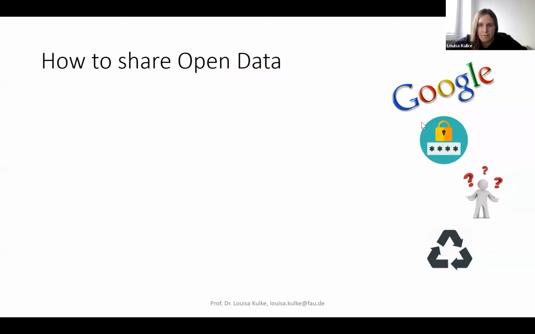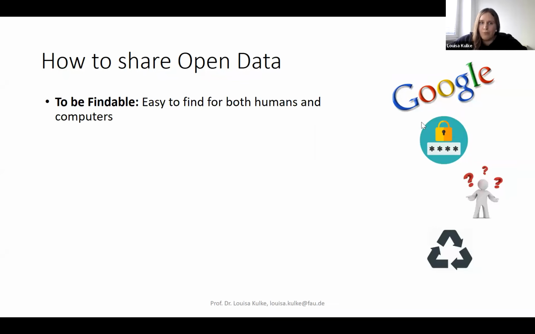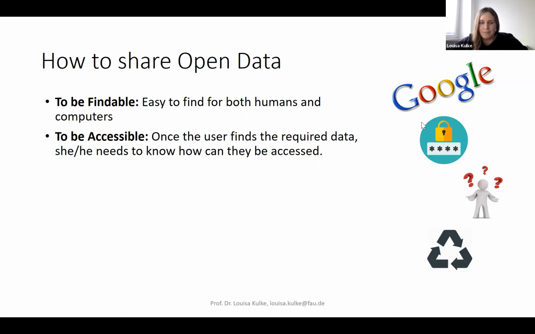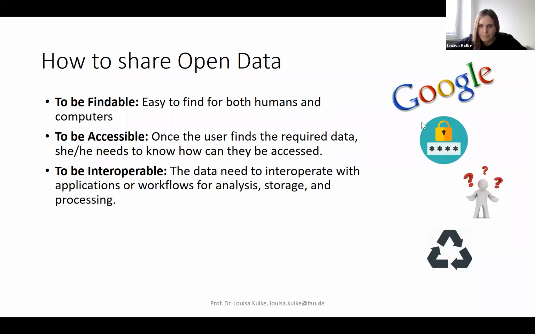So what does that mean? To be findable means it should be possible for humans and computers to find it. So if you enter that into Google, for example, or a search engine of your choice, you should be able to find this data set. If you can't find the data set, it's not very useful for society. It should be accessible, which means once the user finds the data, they shouldn't be in front of a paywall and have no way of downloading it, but they should be able to download it without a big struggle. It should be interoperable. What does that mean? The data need to interoperate with applications or workflows for analysis, storage, and processing.